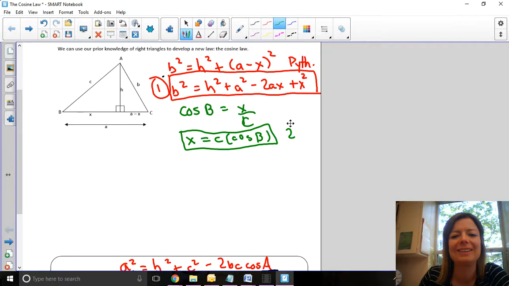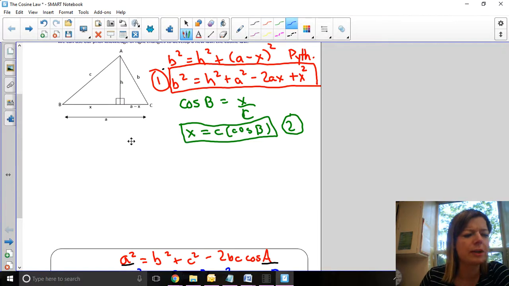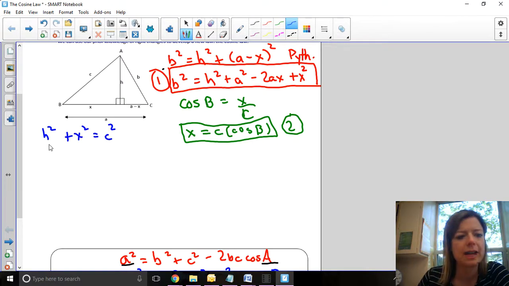That is our next equation, and we're going to call that equation 2. One more equation we're going to come up with is Pythagorean theorem from this bigger triangle. From here, we can see that h squared plus x squared equals c squared. So we can rearrange this to say h squared equals c squared minus x squared. And that is equation 3.